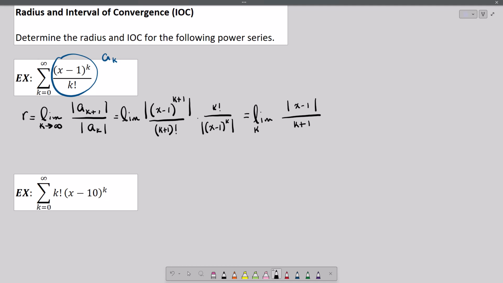This limit is as k goes to infinity. Are there any k's in the numerator? Nope. So let's factor that out. That numerator is constant with respect to k, so that x factor can come out to the front, and we have this.